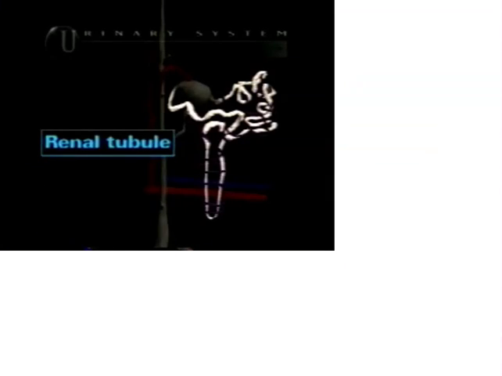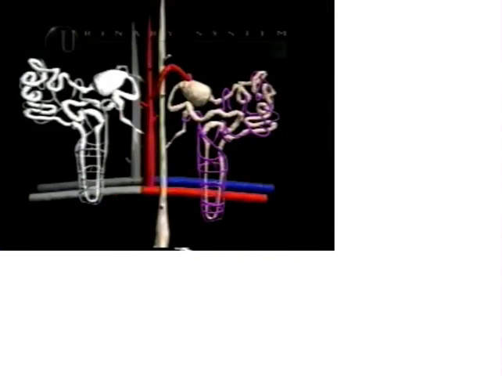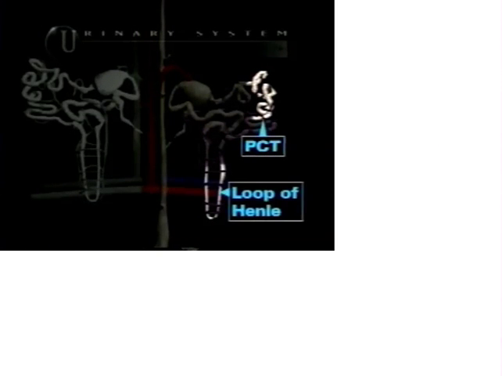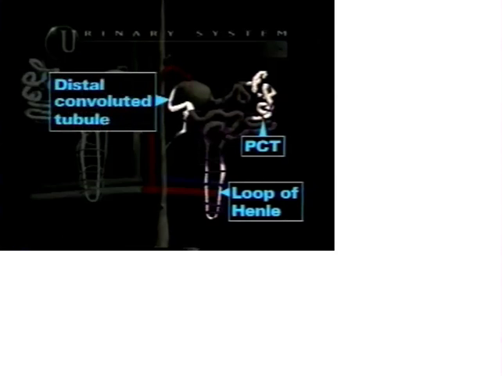The renal tubule's job is to selectively reabsorb water and substances like sodium, potassium, calcium, and other important stuff that's needed by the body. It also secretes waste no longer needed by the body. The renal tubule is divided up into three regions. These regions are the twisty-turny proximal convoluted tubule, the U-shaped loop of Henle, and the twisty-turny distal convoluted tubule.